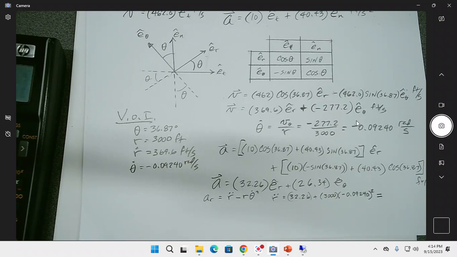32.26, 0.092. Can't read my own handwriting. 0.0924 squared times 3,000. Add them together.